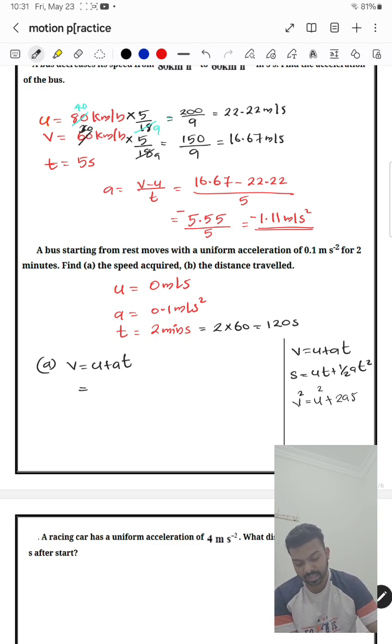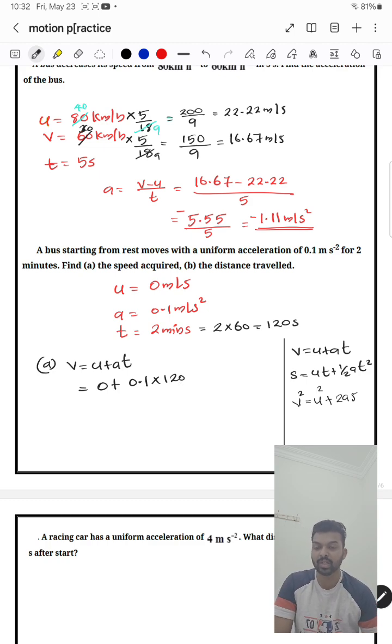So what is it here? It is 0 plus a, which is 0.1, into 120. It is 0.1 into 120, isn't it? So v is equal to u plus at. On multiplication, 0.1 into 120 becomes just 12. It becomes 12 meter per second. Ready or not? Okay or not? So this is how we deal with it.